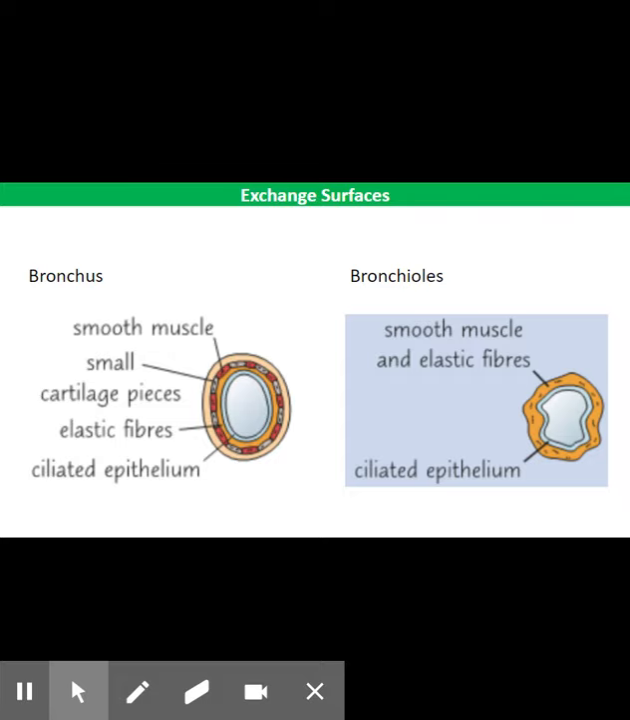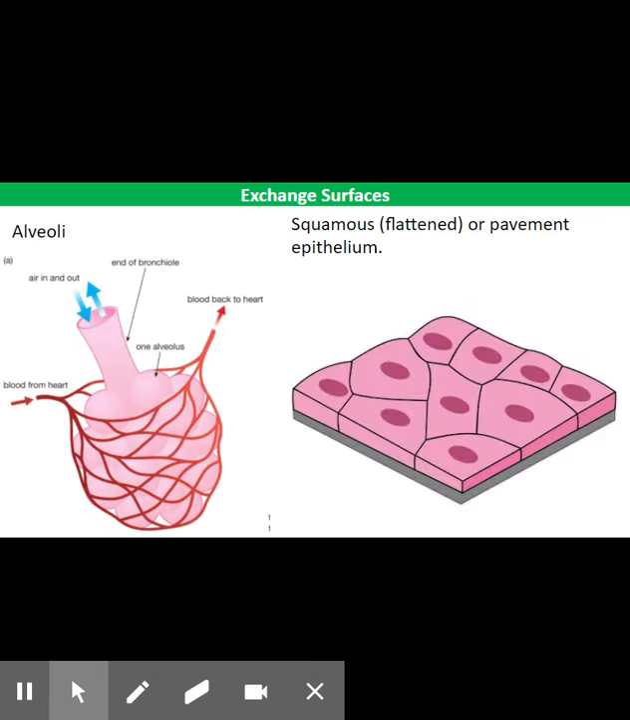The bronchioles on the right-hand side, the largest, are similar to the bronchus, but the smallest bronchioles leading to the alveoli have no cartilage, and they have flattened or squamous epithelium to allow for gas exchange. So here we have an image of that squamous flattened epithelium on the right-hand side, and an image of the alveoli on the left-hand side.